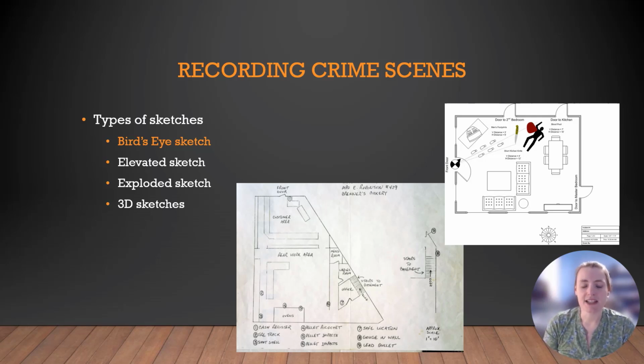In a bird's eye sketch, furniture frequently appears as rectangles, just like they would if you were looking straight down in a room. The bird's eye sketch is a 2D sketch because the height of objects is not portrayed, only the width and the depth, and it should always include a north indicator.